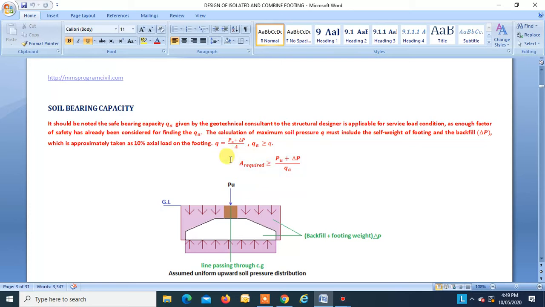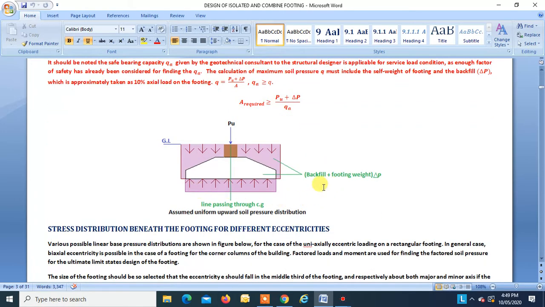Minimum area required: footing area required should be greater than or equal to P plus delta P divided by QA. So this is the footing, and this is the backfill. The weight of these two combined is known as delta P.